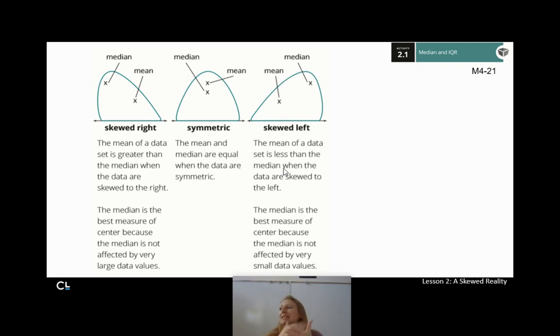So my mean is now less than my median because I have all these smaller data values that are going to pull down the mean, but they don't really pull down the median too much. So in this case, once again, the median is going to be the best measure of center because it's not going to be affected by those small data values. The mean will, but the median will not.